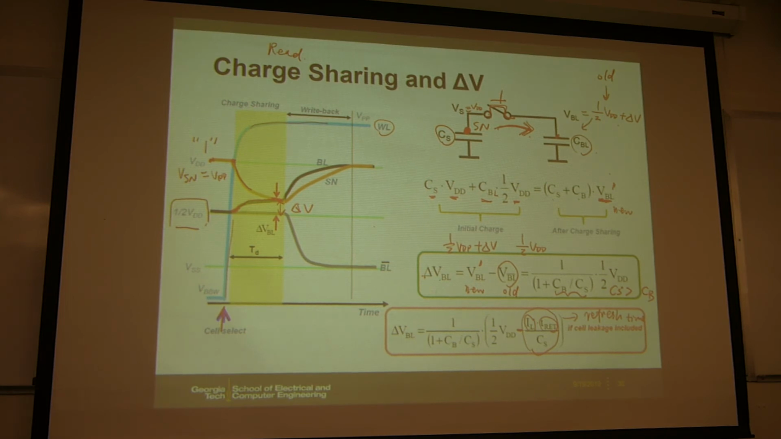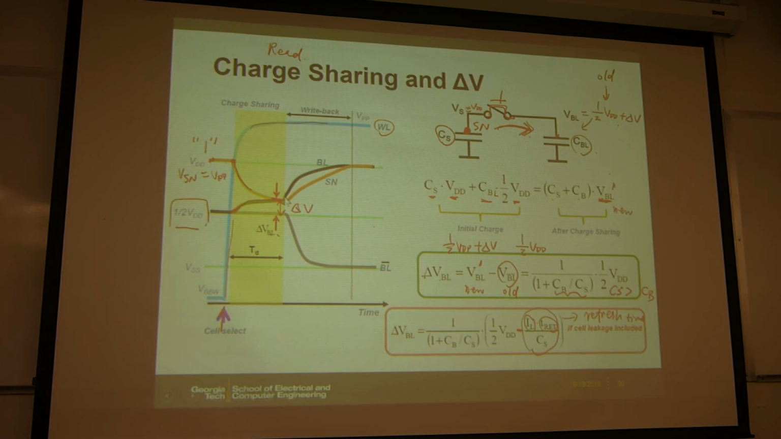In other case, if the storage node stores 0, then you can draw the waveform by yourself. Basically, here will be something like this. It will decay, and you have delta V negative. Then you can get the data 0 after the sense amp. Okay, so this is charge sharing, and then we'll talk about later this write back.